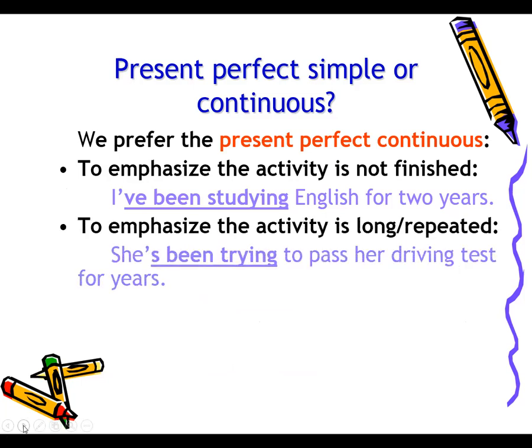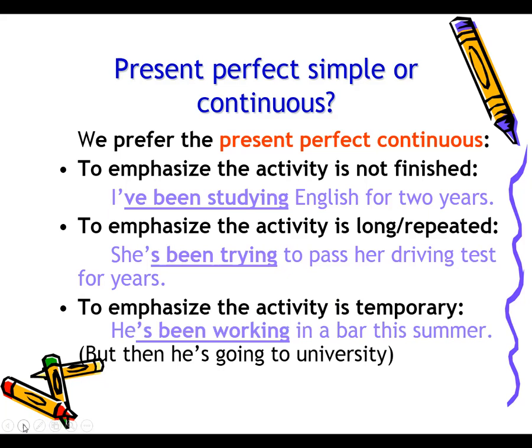To emphasize the activity is long and repeated: she has been trying to pass her driving test for years. It means she has been doing something repeatedly for a long period of time and still she needs to do that. We don't know for how long that will continue.